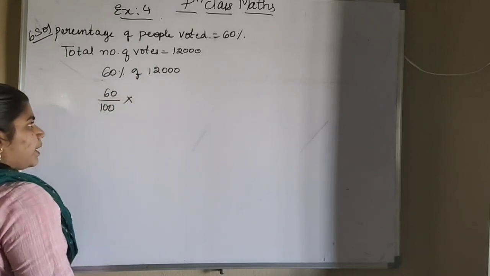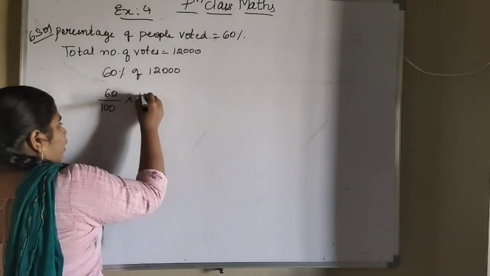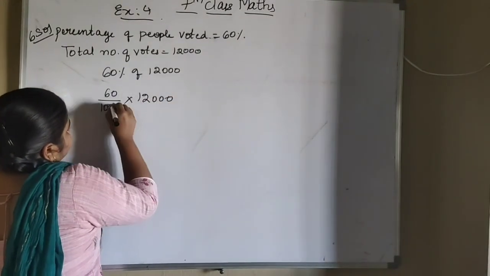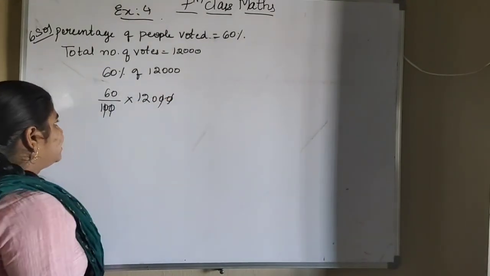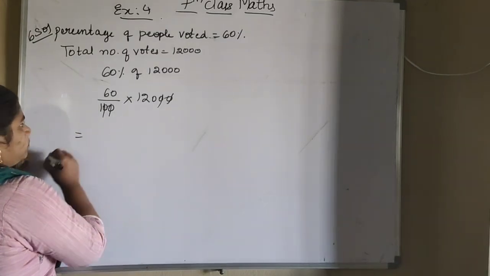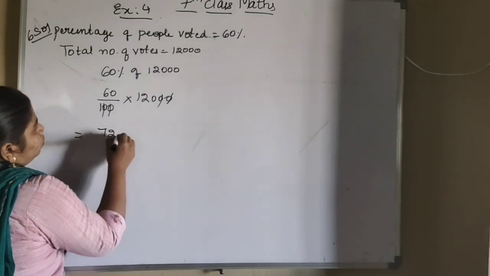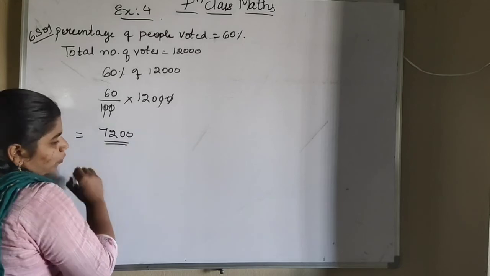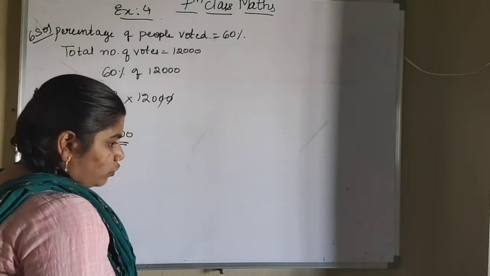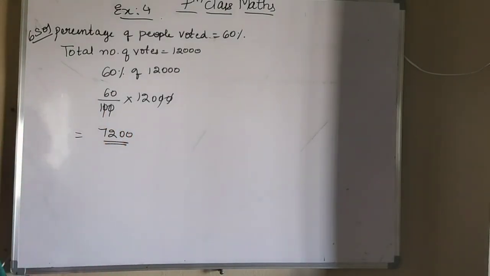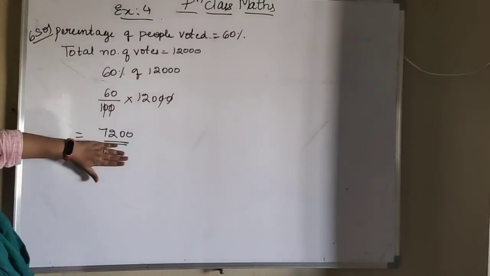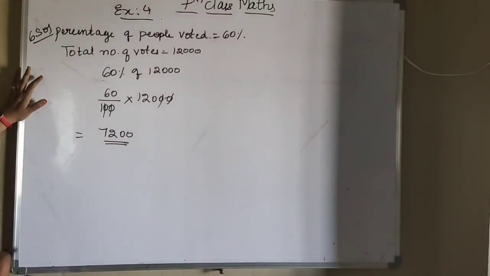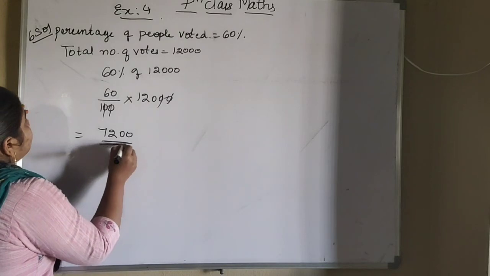Of is nothing but multiplication into 12,000. 0, 0, 0, 0 will get cancelled. So how much it will be? 7200. So how many are voted? 7200 voters were voted. 60% is nothing but 7200 persons. Okay, so this is our sixth solution.